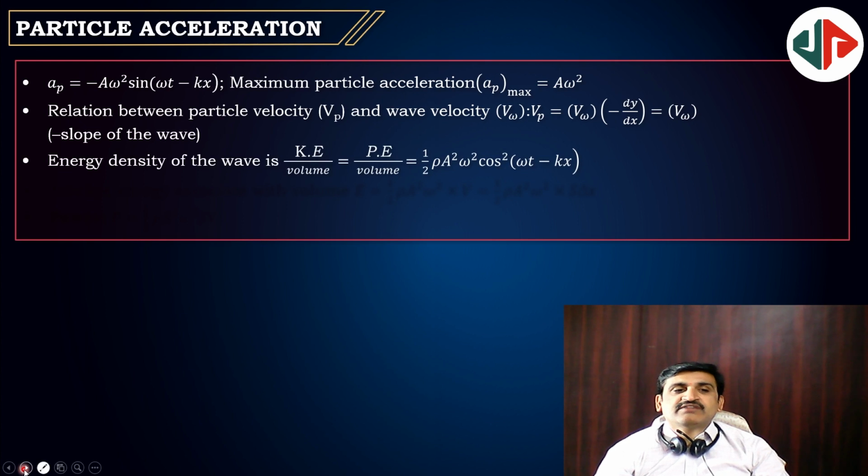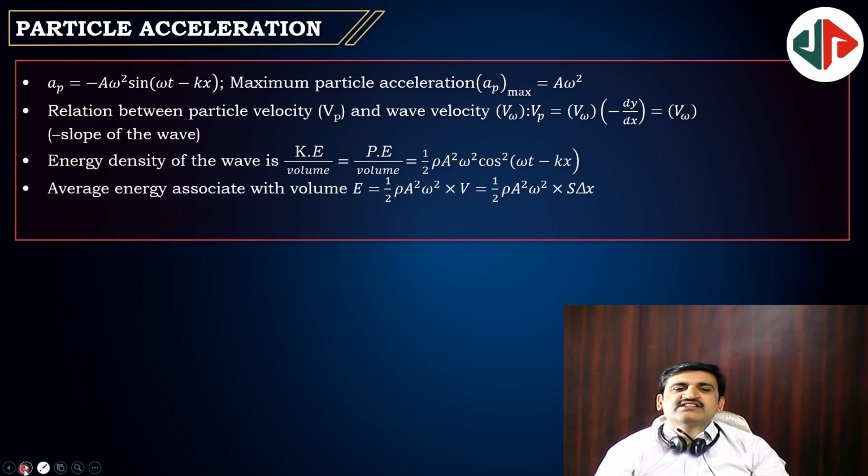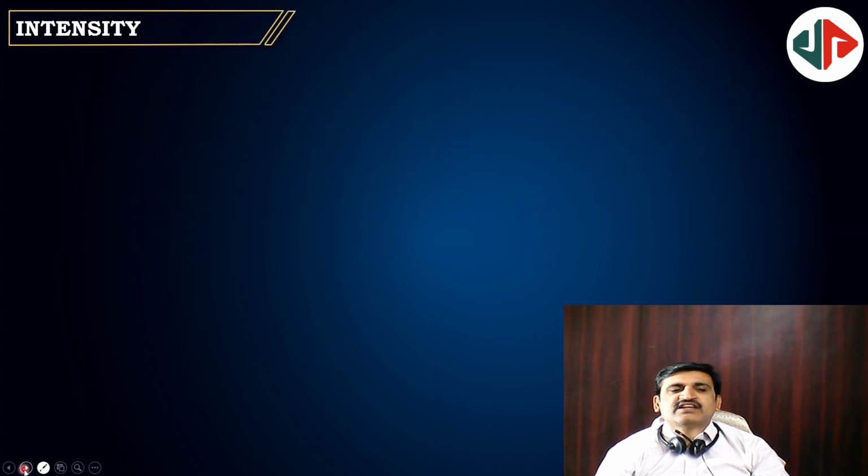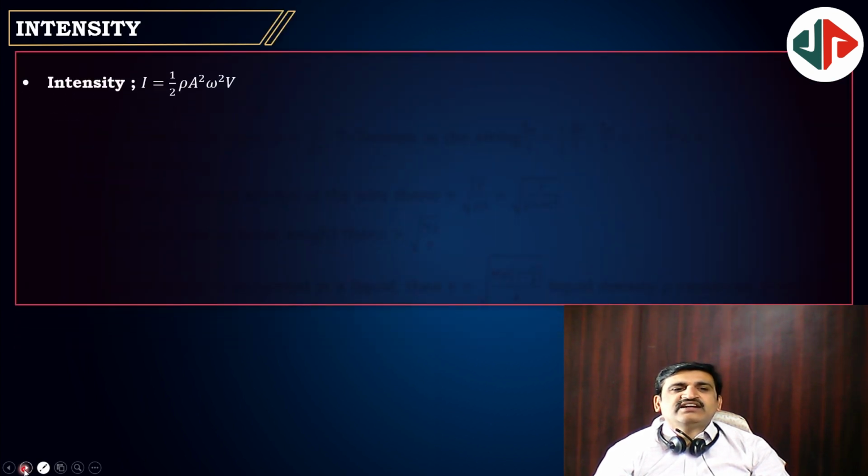Kinetic energy by volume is nothing but energy density, which is equal to potential energy by volume. Both are maintained equal, and that is equal to half rho a square omega square cos square (omega t minus kx). The average energy associated with a volume is half rho a square omega square into volume, and that is equal to some s into delta x. Power P is half rho a square omega square S v. Intensity is half rho a square omega square v. Intensity means energy per unit area per unit time. That can be modified into this format.